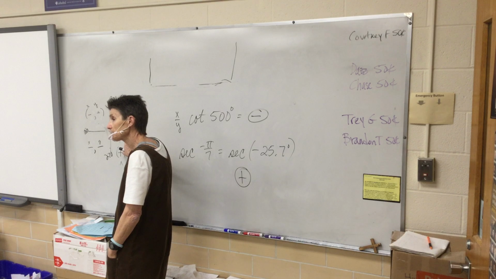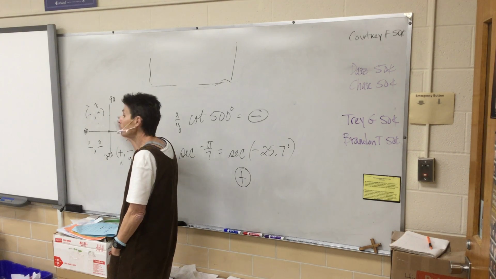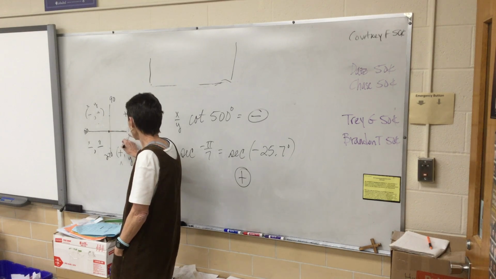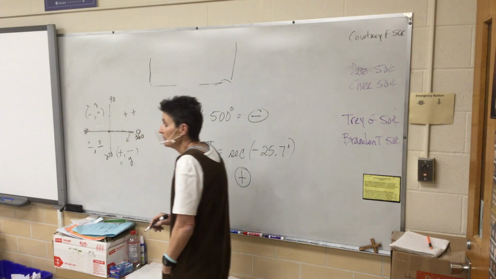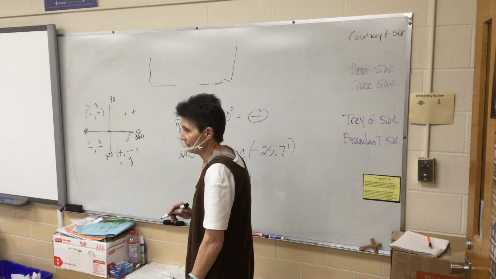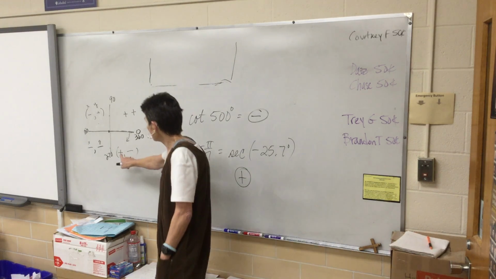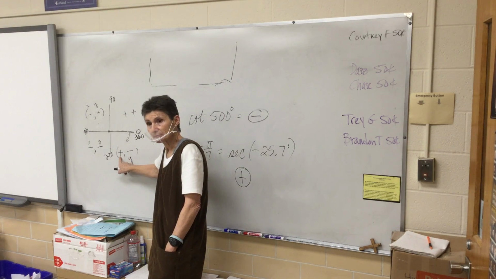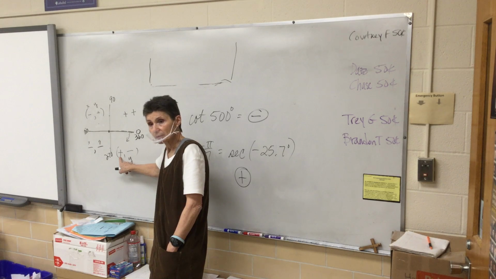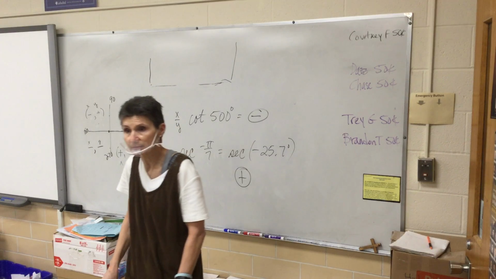I come down because it's negative. Normally I go up. So I come down because it's negative. In standard position, up is positive, down is negative. Is it positive because there's a negative? No, it's positive because x is positive. Oh. X is positive and secant is cosine, which is x. Yeah.